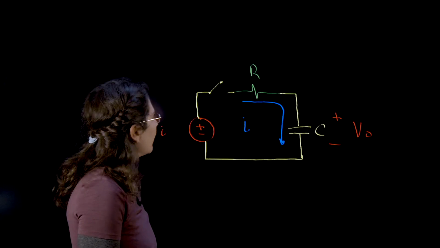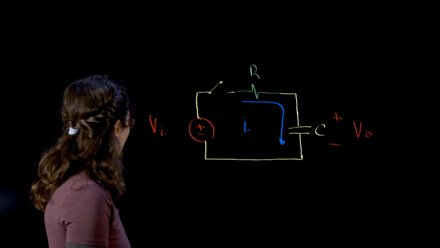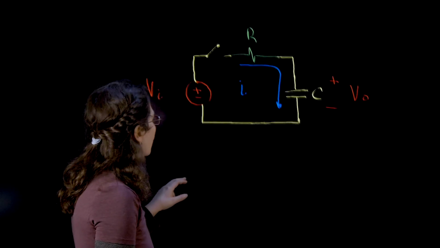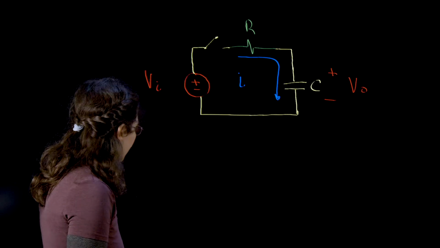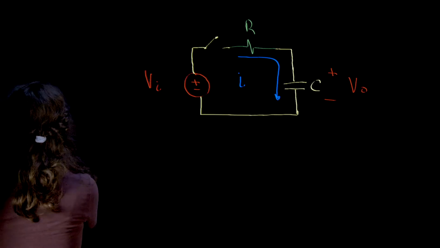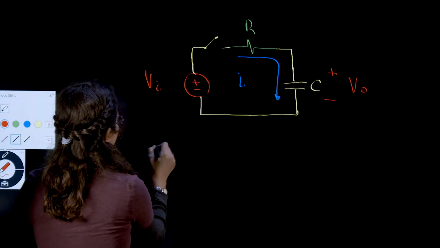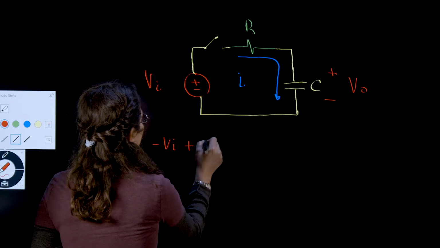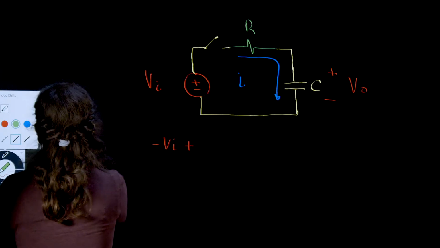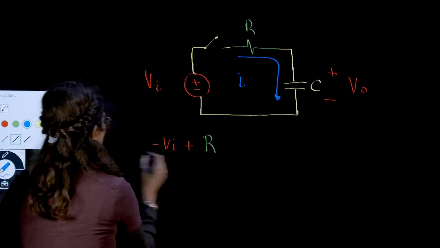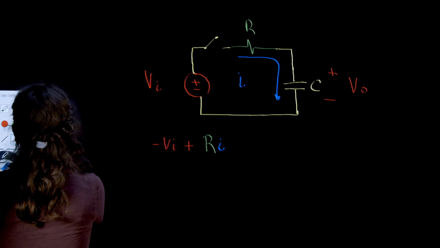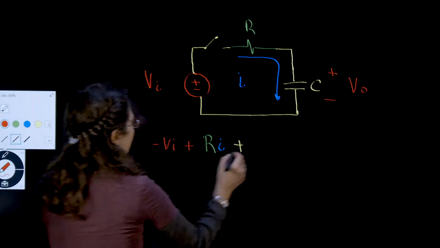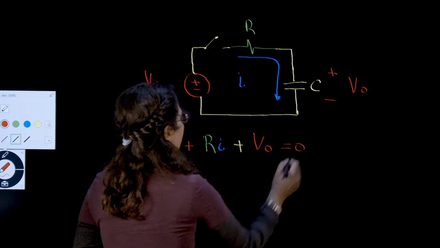So we are going to use Kirchhoff's voltage law, which is the mesh rule, to calculate the voltages here. So our mesh equation will be minus V_I plus the voltage in the resistor, which is R times I, plus the voltage in the capacitor, which is our output voltage, and all that is equal to 0.